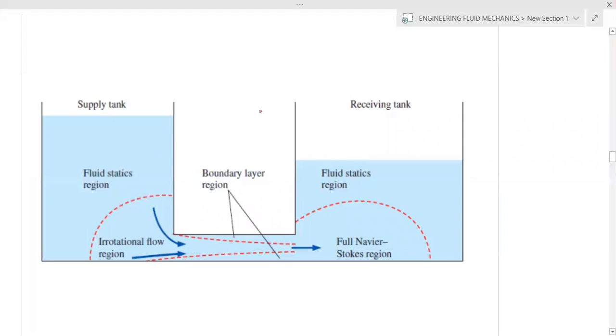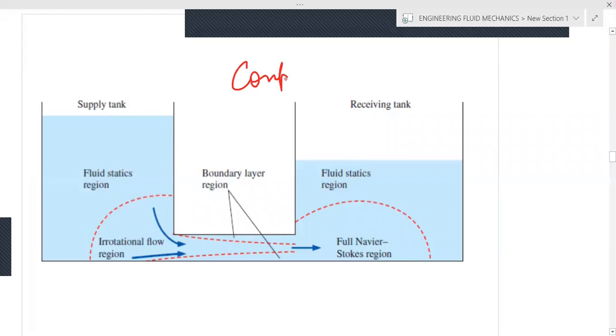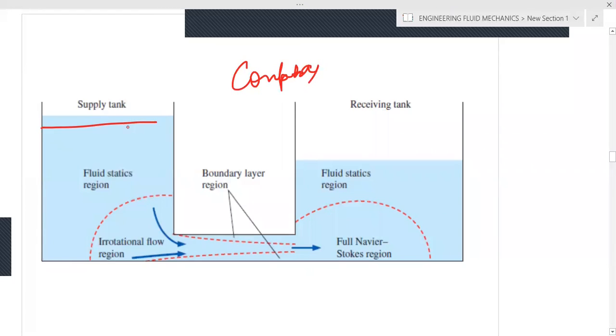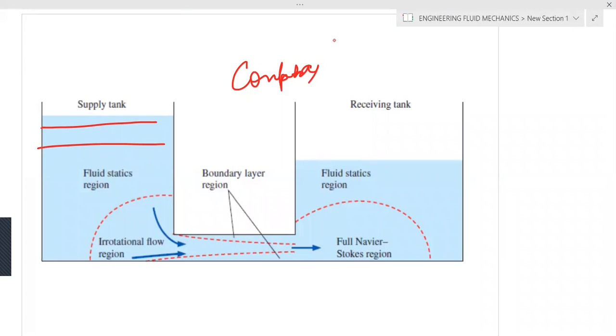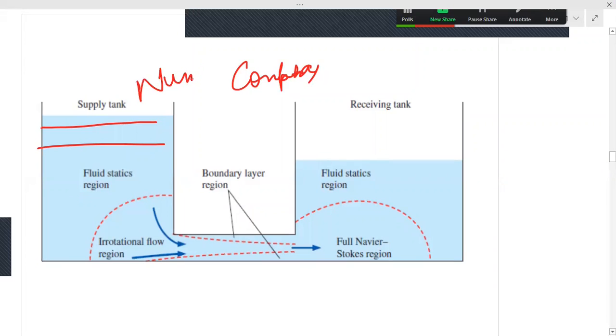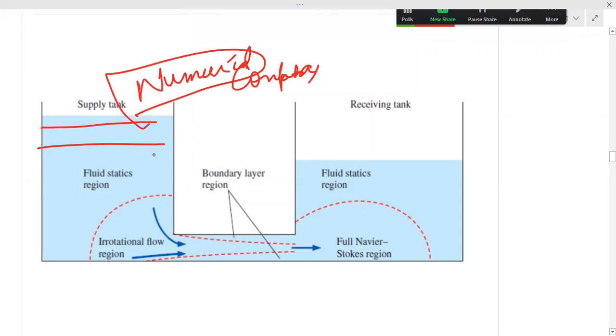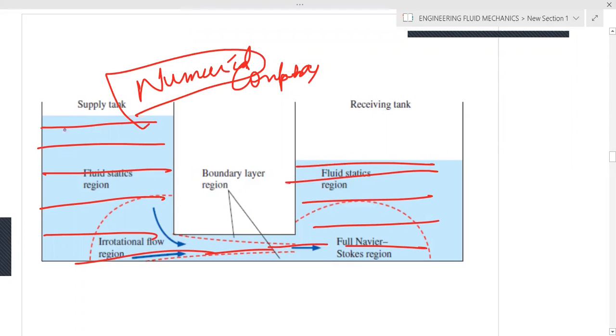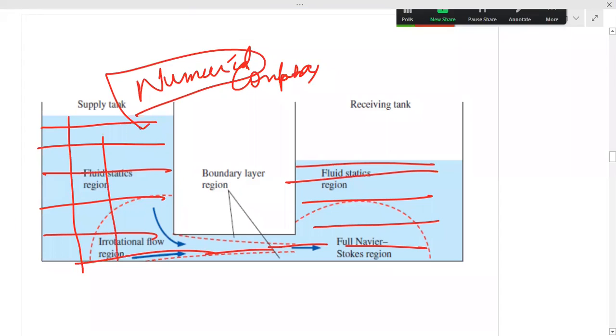You could have solved this, but then computationally it is very difficult. You will have to divide the entire domain because you cannot have an analytical solution for this. So you will have to resort to numerical solution. But if you want to remain in the analytical domain only, then you simply approximate the regions with different approximations.